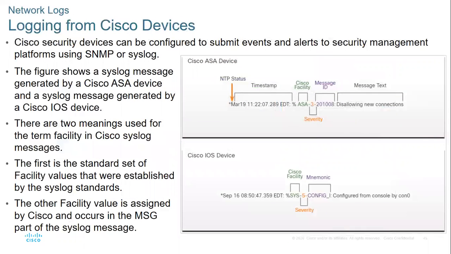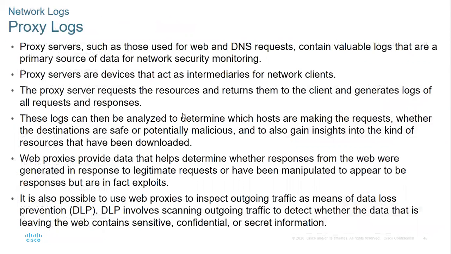All right. And then logging from Cisco devices. These are the formats of the logs coming from Cisco devices. First of all, you have the time, the Cisco facility. This is the Cisco ASA. This is the severity here. We just looked at the severity level, and this is 3. What does it mean? Then the message ID followed by the text. So this is how logging is done with Cisco devices.